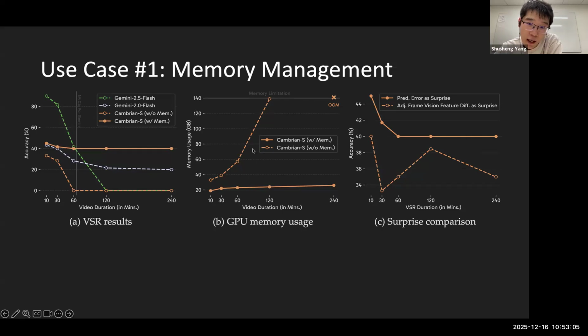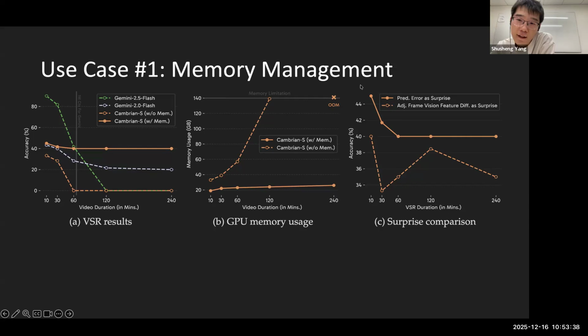Also, compared to the without-memory baseline, we can see that with the memory system, the GPU memory usage is quite stable. But if we do not apply the memory system, after a 2-hour video the memory will go beyond the GPU limitation.